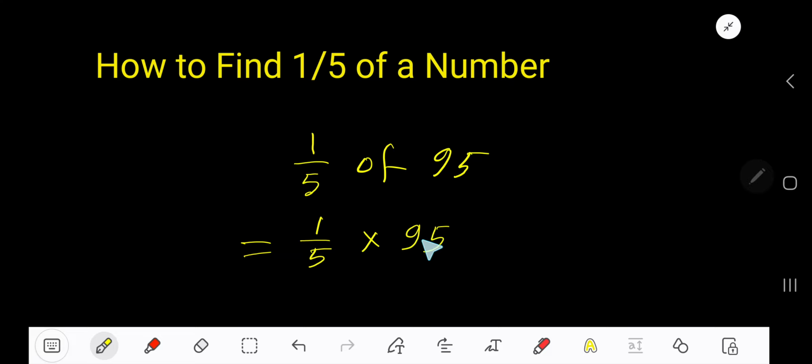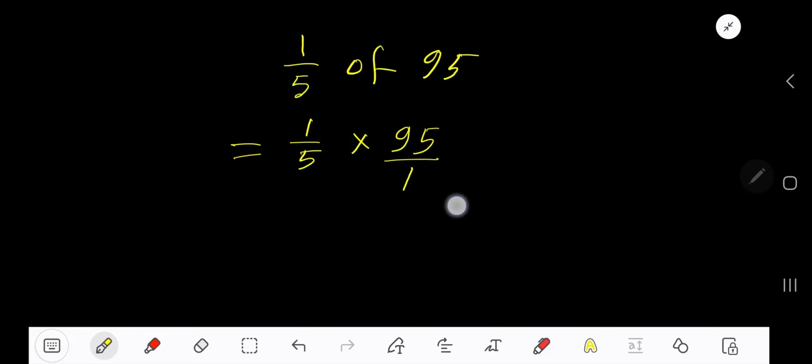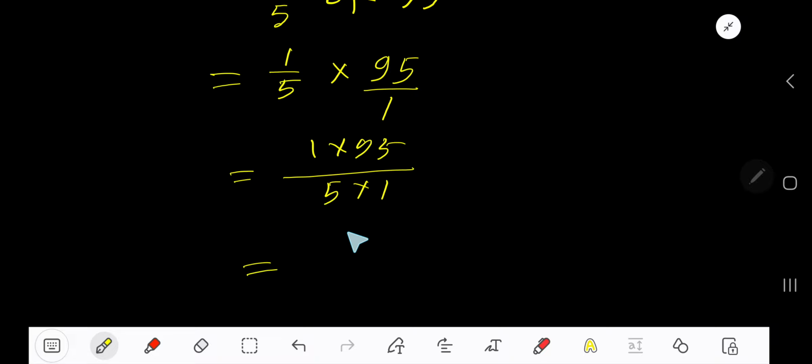This is a whole number, so your first task is to convert this whole number into a fraction, considering 1 as a denominator. Now multiply this fraction with this fraction. So how to do that? Just multiply the top numbers together and the bottom numbers together. 1 times 95, 95. 5 times 1, 5.